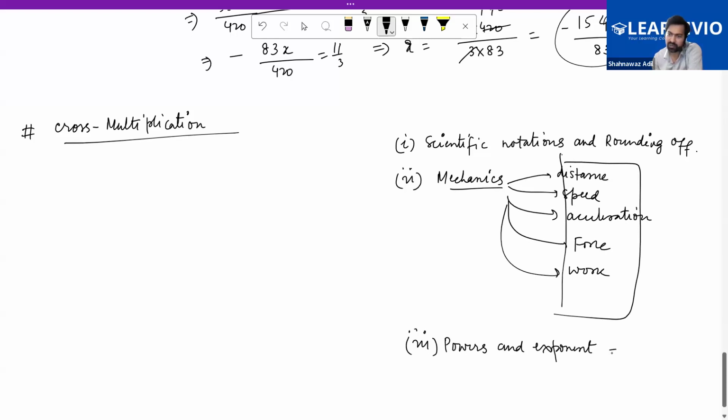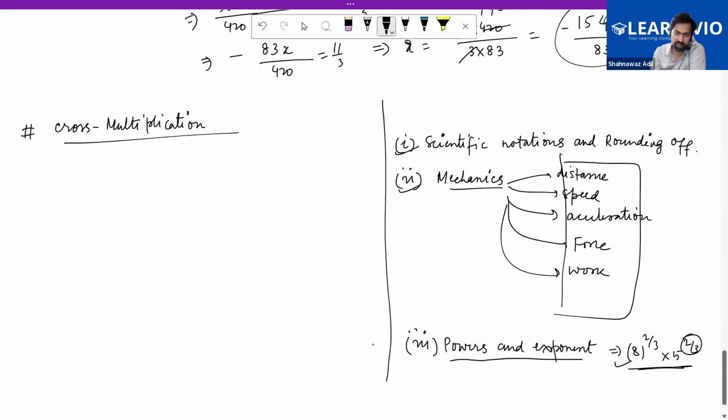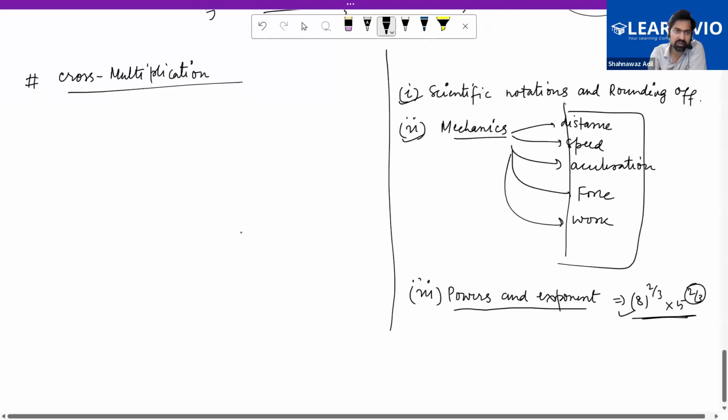So let's say you have something like 8 to the power 2 by 3 into 5 to the power 2 by 3. What are the operations defined in powers and exponents? These would be crucial in different chapters. I will discuss all of this. But yeah, just let us quickly discuss this cross multiplication.